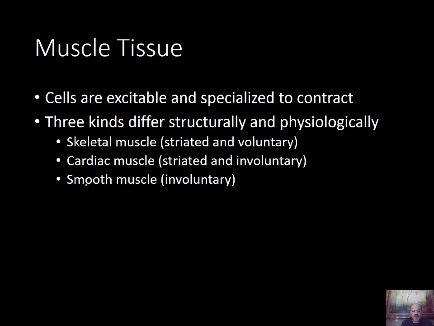Now we're going to move on to muscles. As I said a while ago, they're also excitable, and they can respond to a stimulus, and they are specialized to shorten or contract. There's three kinds.